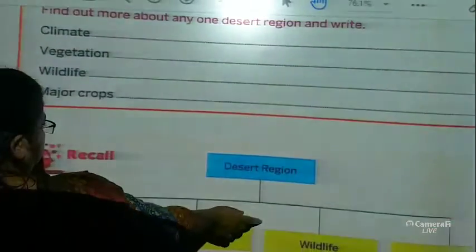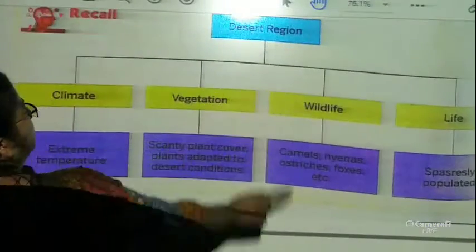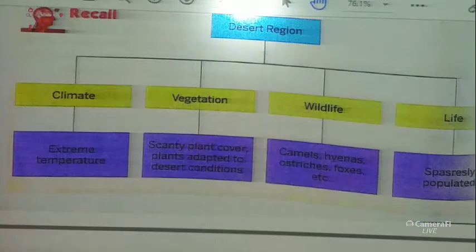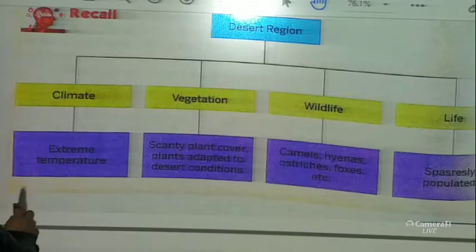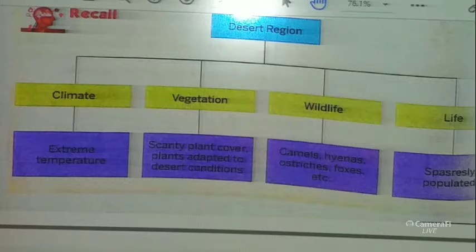Okay. So let us sum up the desert region. What did we learn from the desert region? About the climate, which is extreme temperature, that is extremely hot during the day and cool during the nights. And in the cold desert, it is warm during summers and extremely cold during the winters. They get little rainfall or snowfall.